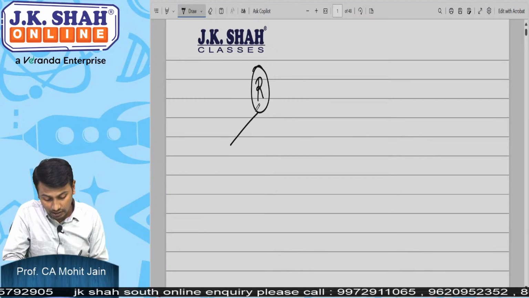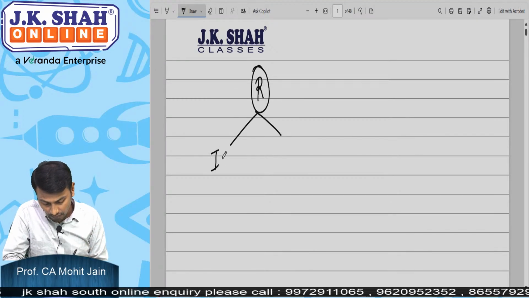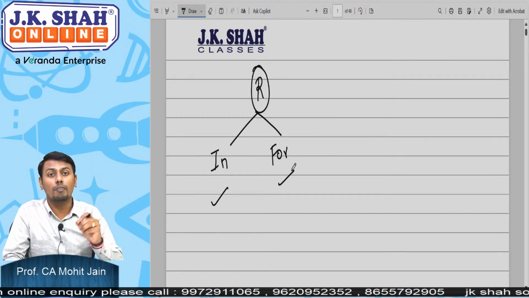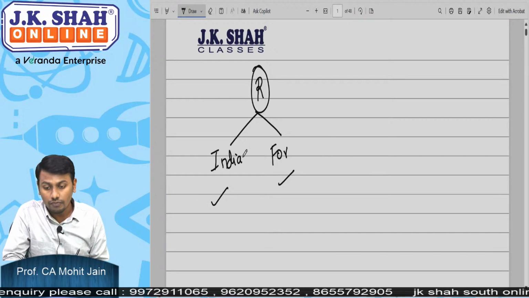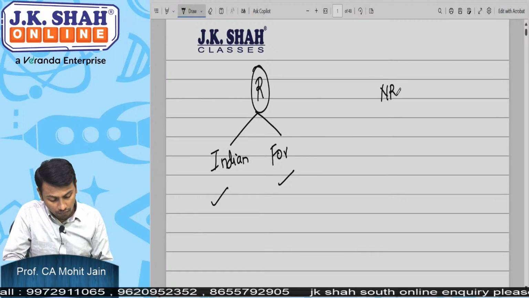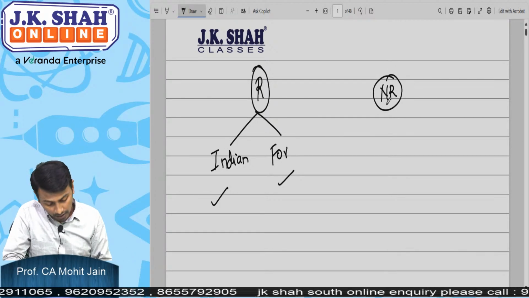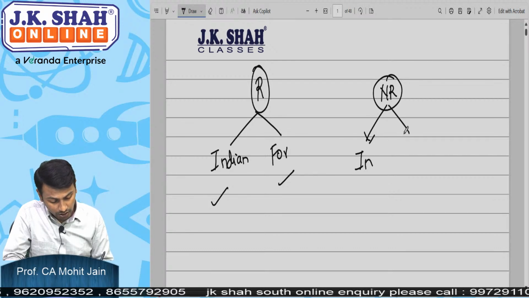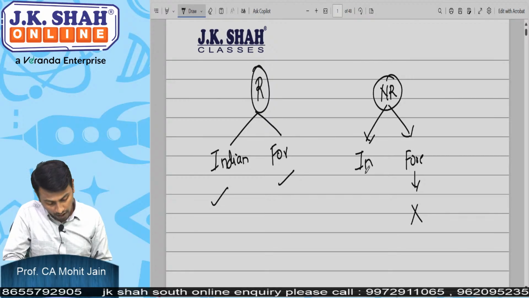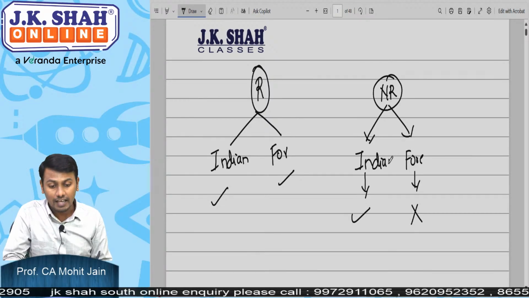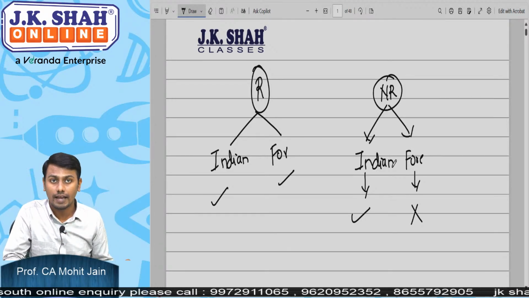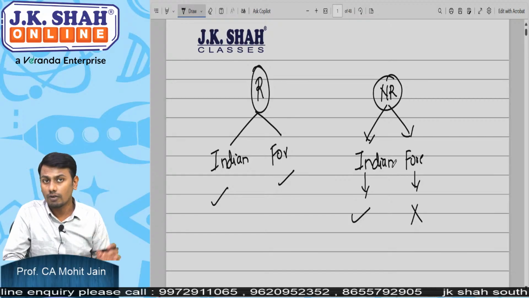In summary, we had discussed that if you are a resident of India, then you have to pay taxes on all incomes, whether it is Indian income or foreign income. However, if you are a non-resident of India, then you don't have to pay any tax on foreign income. You have to pay tax only on Indian income. So one thing is very clear: on Indian income everyone has to pay tax, whether you are a resident of India or a non-resident.